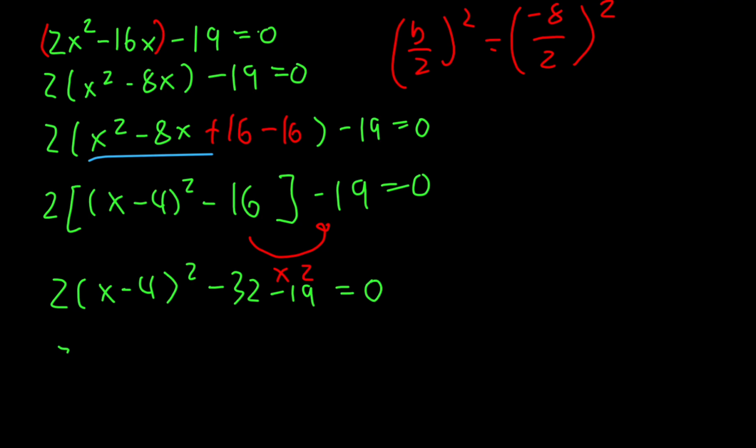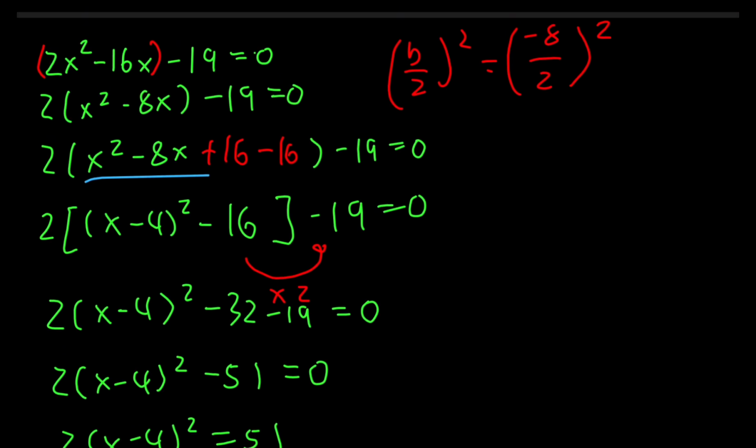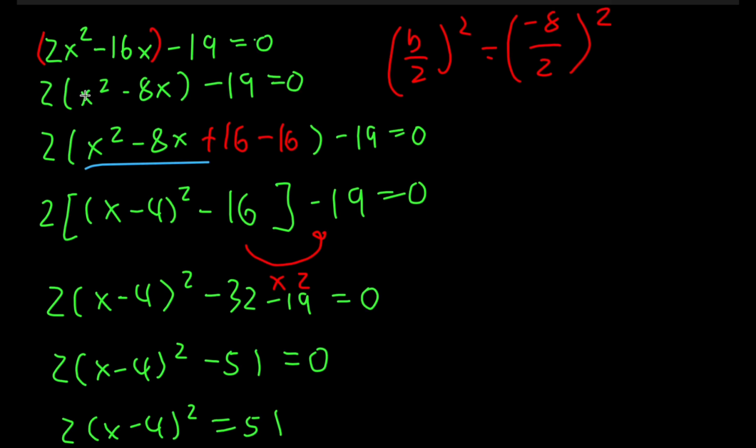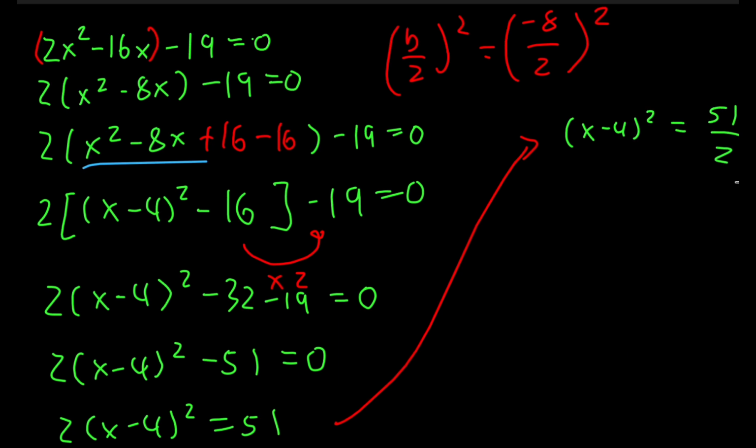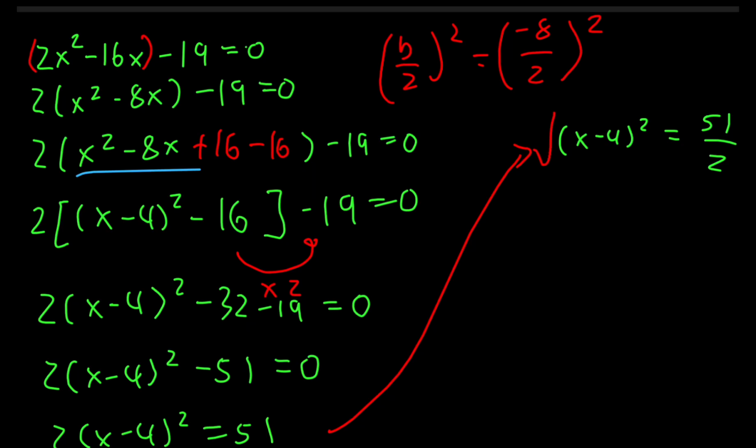I'm going to collect the like terms, so 2 times x minus 4 squared, negative 32 minus 19 is going to be negative 51 equals 0. Then I'm going to bring the negative 51 to the other side and be left with positive 51. And I'm going to divide both sides by 2 and then square root both sides. So divide both sides by 2, I'm left with x minus 4 squared equals 51 over 2. I'm going to square root both sides to get rid of the square. And once again, when I square root 51 over 2, I have to add the plus and minus.